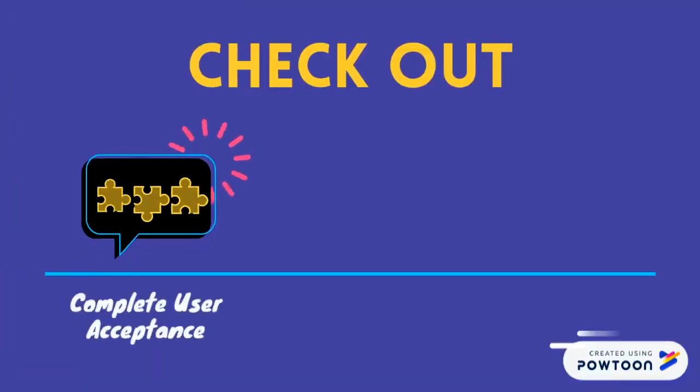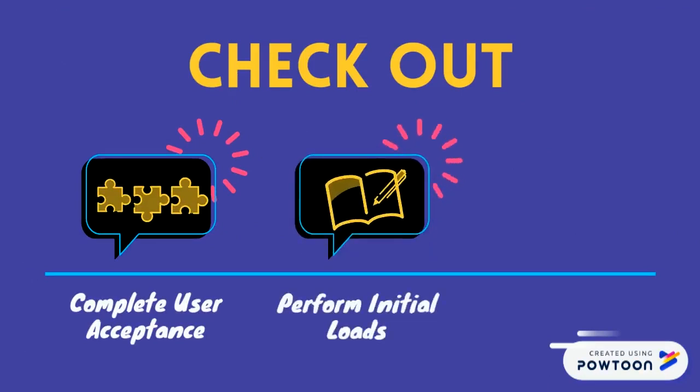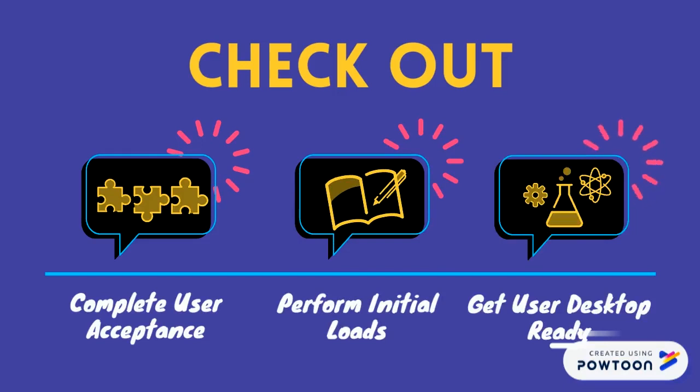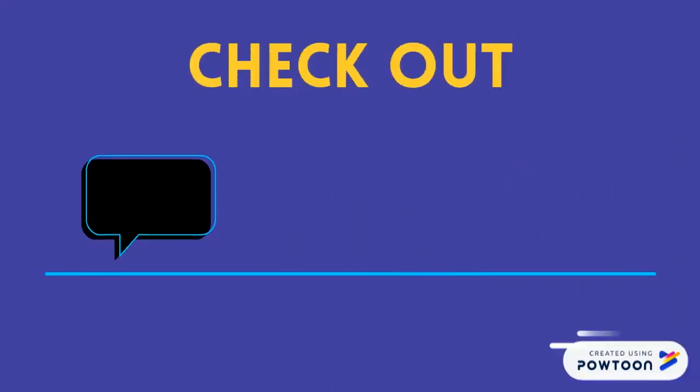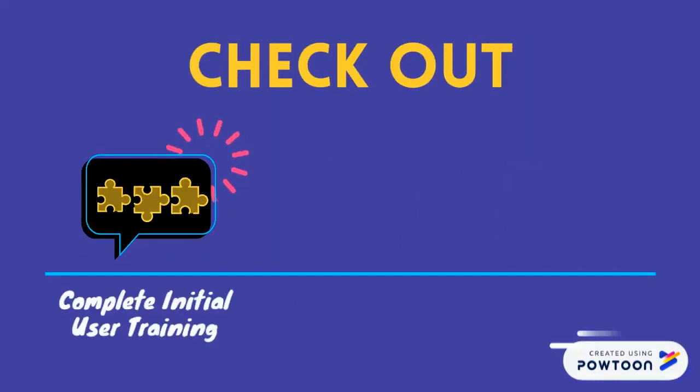First, complete user acceptance. Here, final testing of all aspects of user interface including system performance is done. Next, perform initial loads. First, load dimension tables, followed by the fact tables and create the aggregate tables. Then, get user desktop ready. Install all the needed desktop user tools and test each client machine. Fourth, complete initial user training. Train the users on data warehouse concepts, relevant contents, and data access tools.